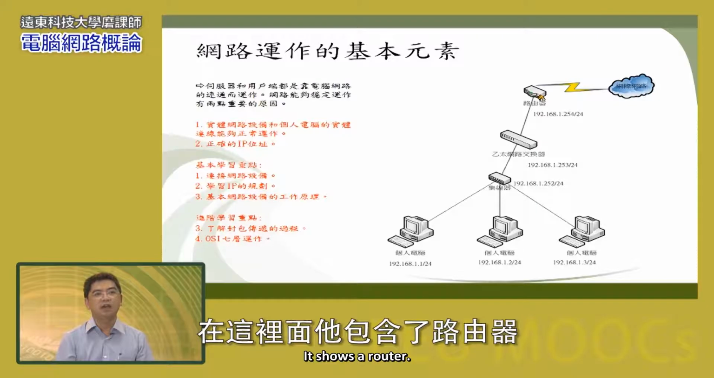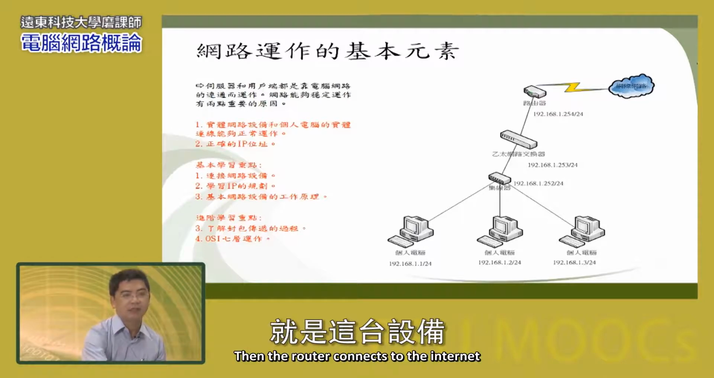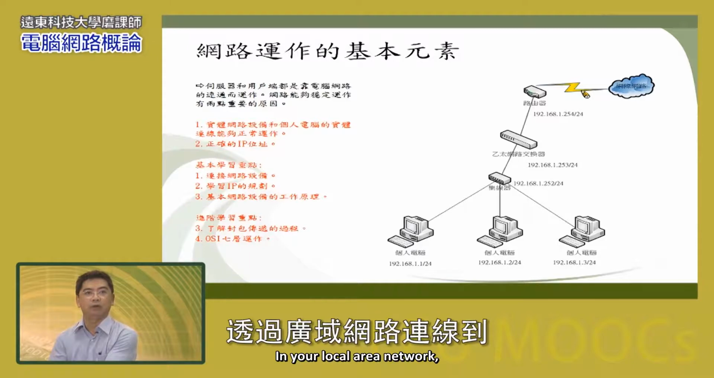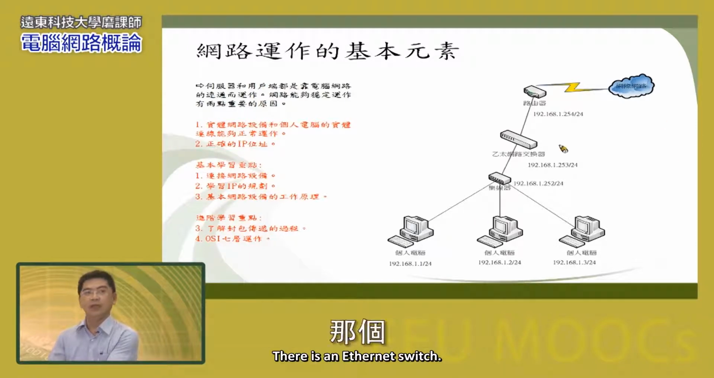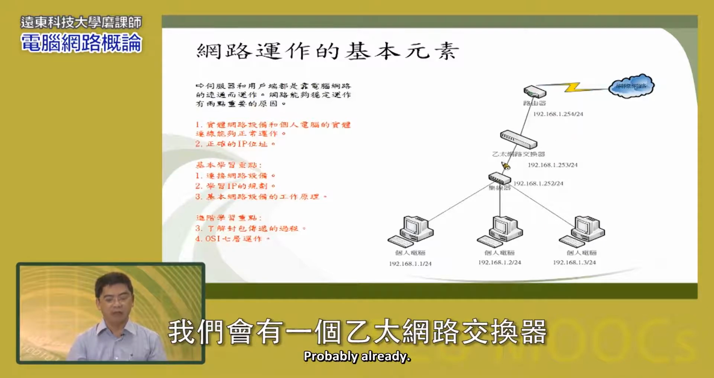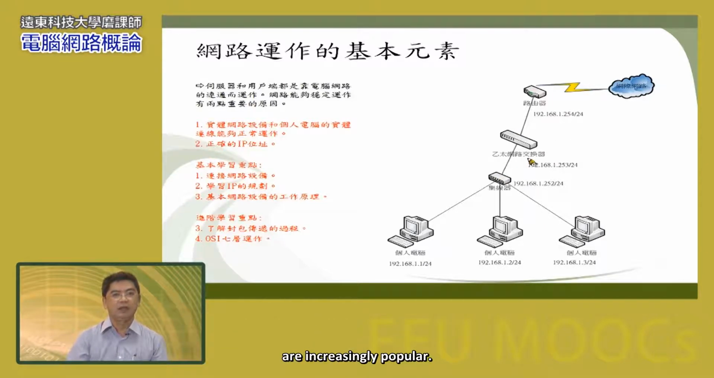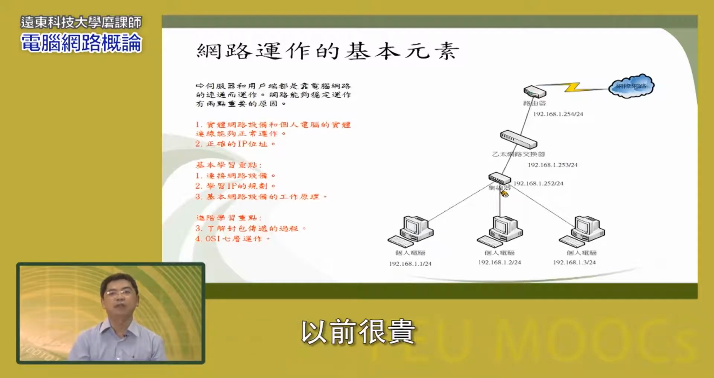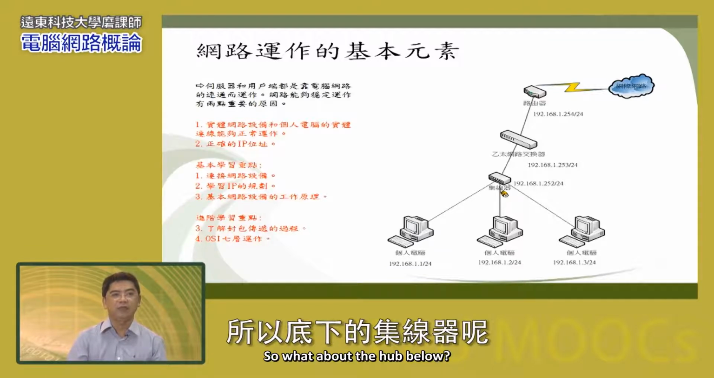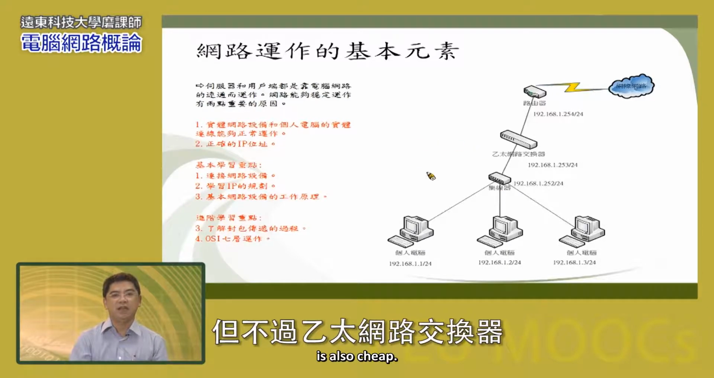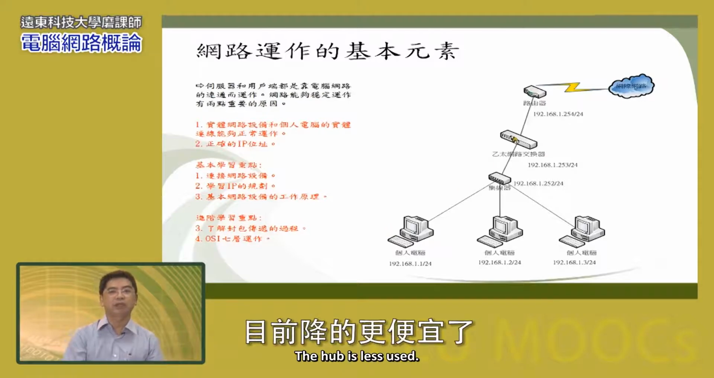It shows a router. This is the equipment. Then the router connects to the Internet through WAN. In your local area network, there is an Ethernet switch. Nowadays, Ethernet switches are increasingly popular. They used to be very expensive, but they are cheap now. So what about the hub below? The hub's price is actually very cheap, but the Ethernet switch is also cheap. Therefore, the hub is less used.